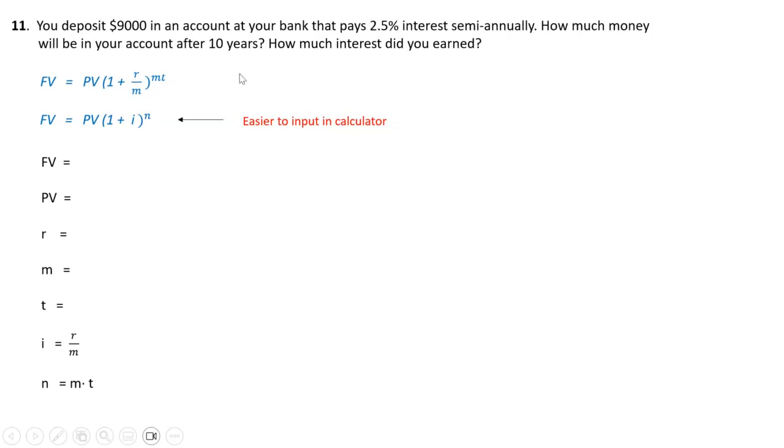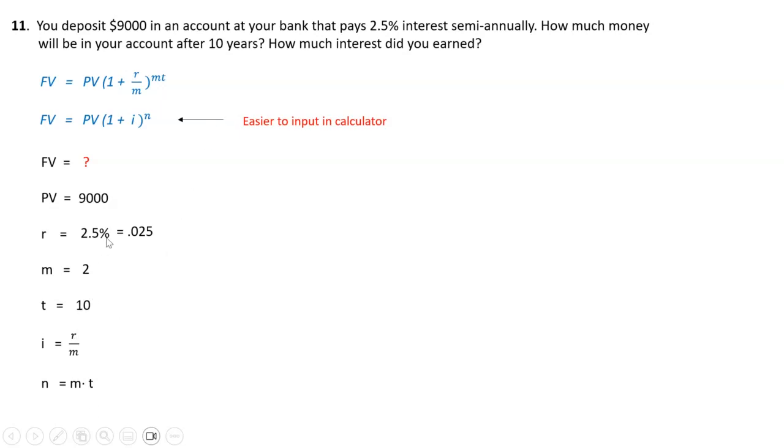So let's see what we're looking for. Well, we're looking for how much money will be in the account after 10 years. So we're looking for the future value. So the present value, the money invested, will be the 9,000. My interest rate will be 2.5%, converted to a decimal will be 0.025. My M, how many times it's compounded, is semi-annually, which will be 2. My T in years will be 10.